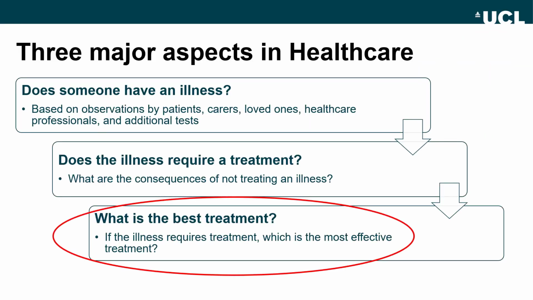There are three major aspects in healthcare of an individual. The first aspect is whether someone has an illness based on observations by patients, carers, loved ones, healthcare professionals, and additional tests. The second aspect is whether the illness requires a treatment. In other words, what are the consequences of not treating an illness? The third aspect is what the best treatment for the illness is. This presentation focuses on what is the most effective treatment for an illness when an illness requires treatment.